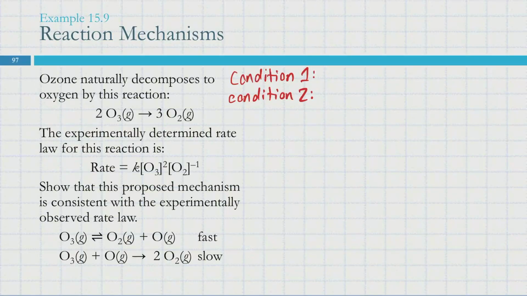All right, it seems like people are either done or stalled out maybe. So we'll go ahead and get started. So I wrote condition 1 and condition 2 up at the top just to give you some things to think about based on the example that we just went over. So our condition 1 is that the elementary steps add up.